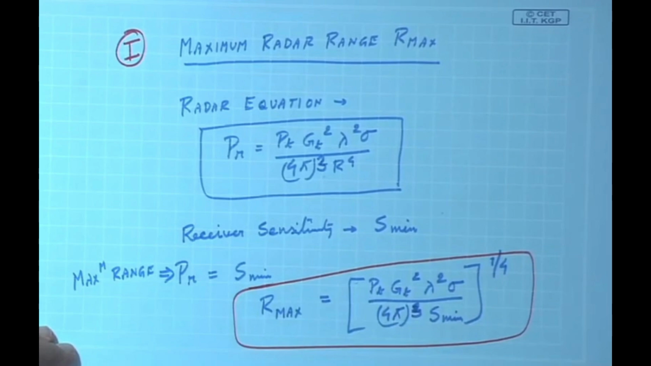The key limitation is the receiver's sensitivity, S-min, which defines the minimum detectable signal. The received signal, PR, decreases with increasing range, and the maximum range is reached when PR equals S-min. The formula for maximum range involves parameters such as transmitted power, antenna gain, wavelength, radar cross-section, and S-min.